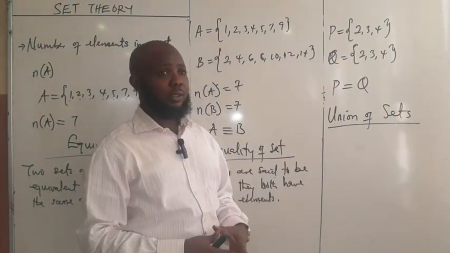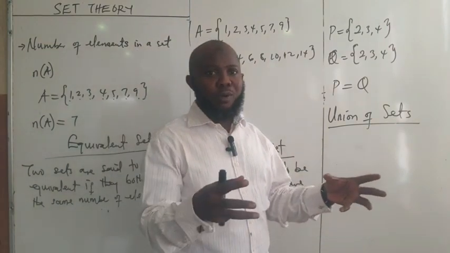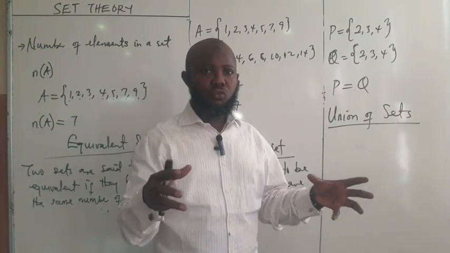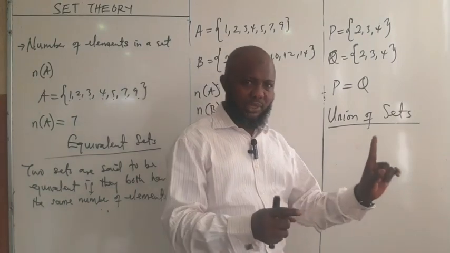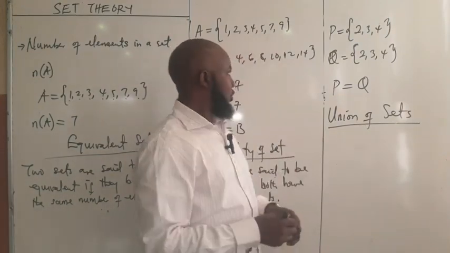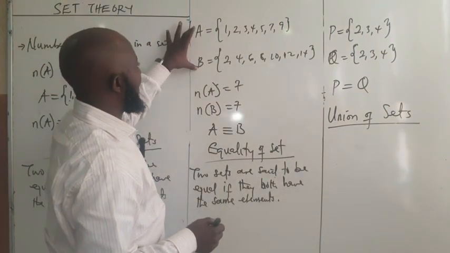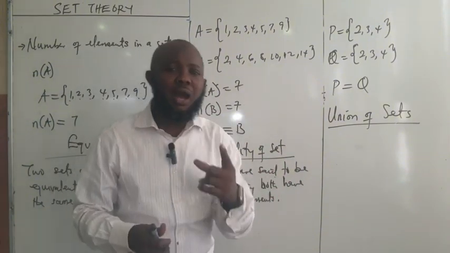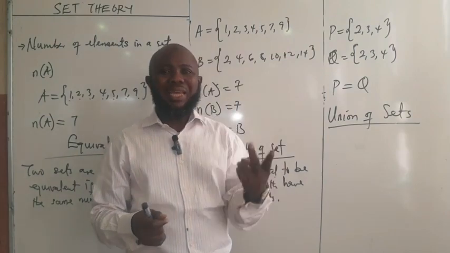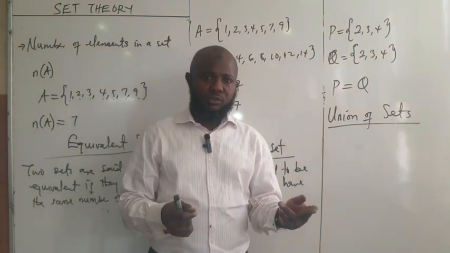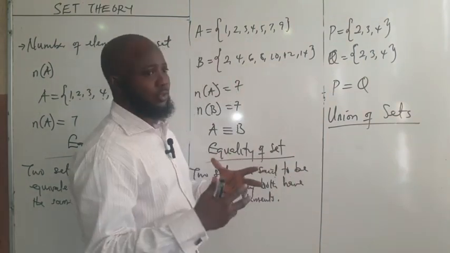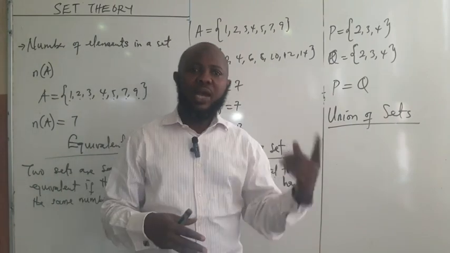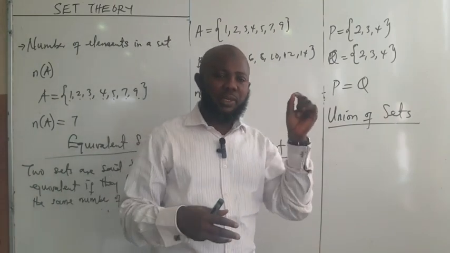Union of sets is about combining 2 or more sets. You want to combine 2 or more sets together in a single set. Are you with me? Just like we have it here, we have this A, we have this B. We can combine them together without repeating an element twice. So we are combining 2 or more sets together without repeating an element twice.